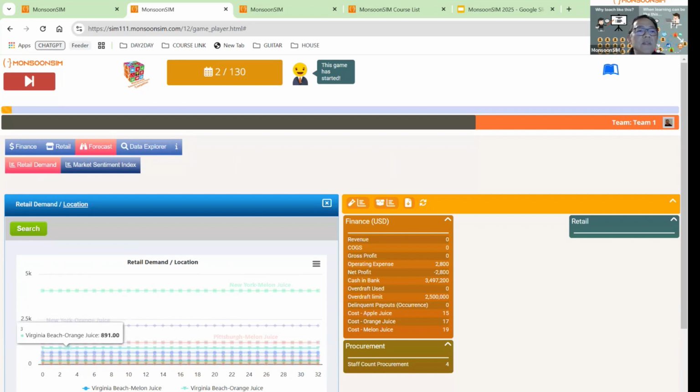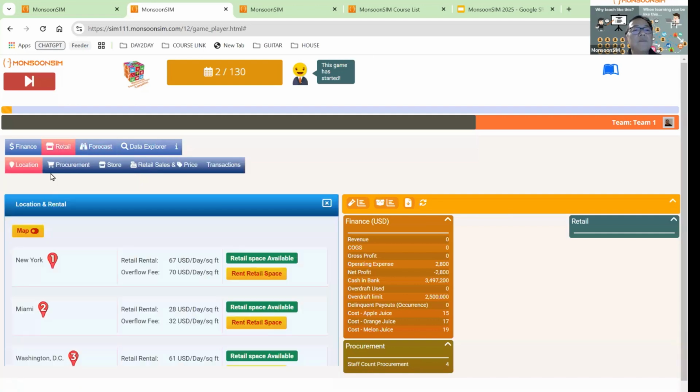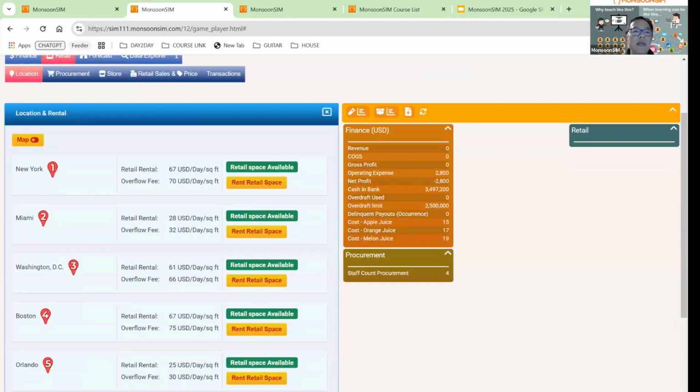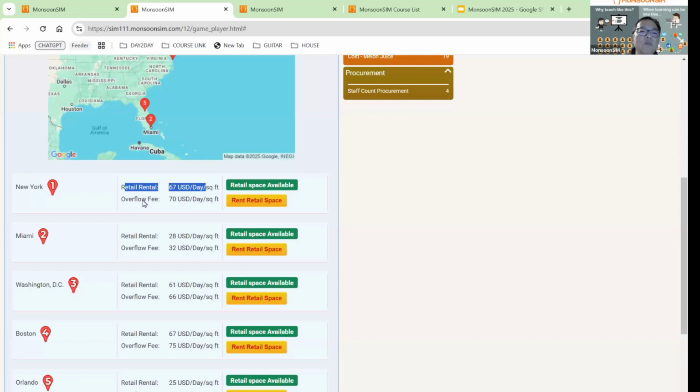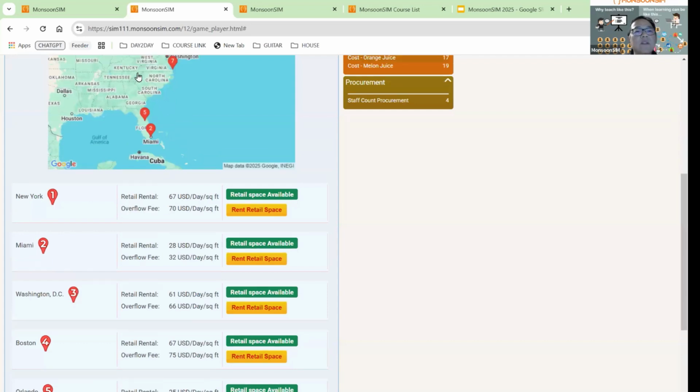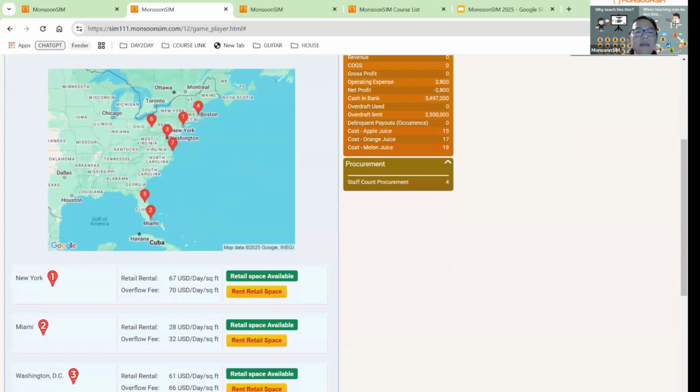So it's interesting. Let's take a look at our locations. We have New York. Remember earlier we selected East Coast, right? So New York, Miami, Washington, Boston, and so on. Notice that here are the retail areas, rental, and this overflow fee. Which is more expensive, New York or Miami? Obviously New York is more expensive. Now, perhaps New York has better demand, right? So we can cross-check with the forecast and say, okay, maybe I'll take a chance in New York, even though the rent is higher, because there's a huge demand.